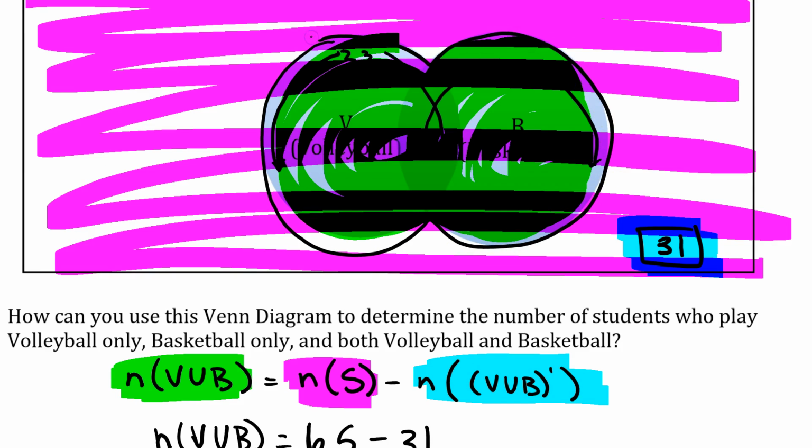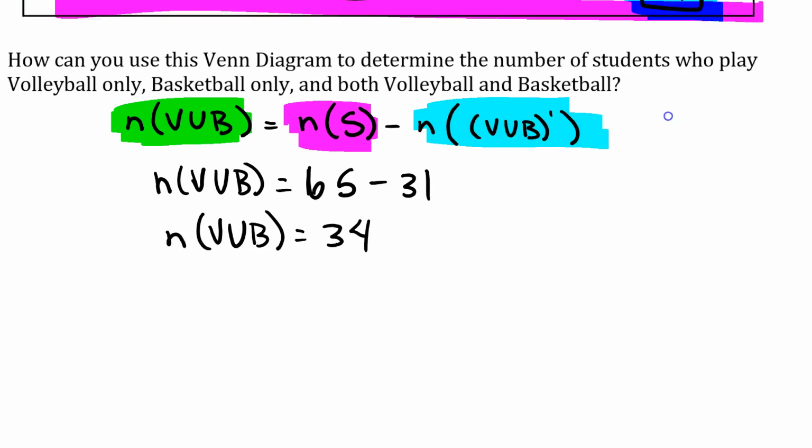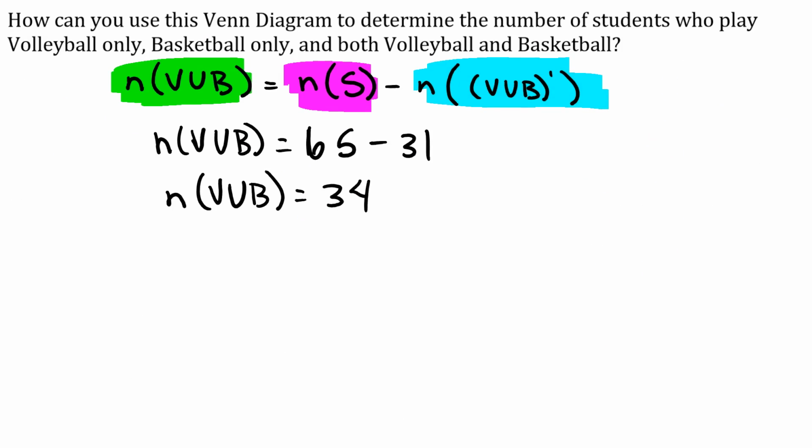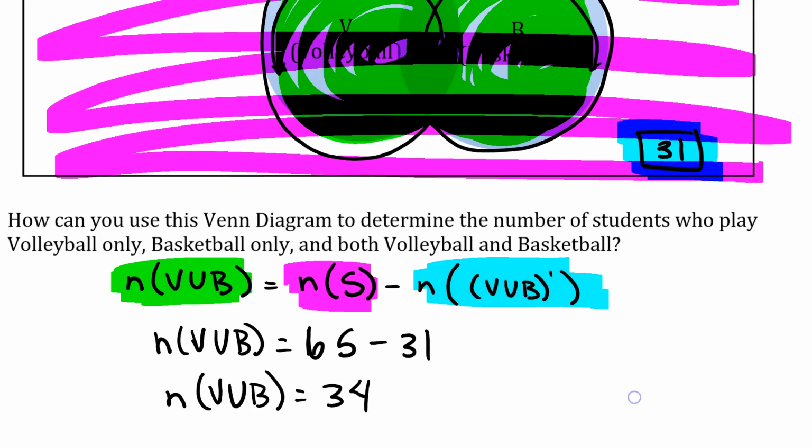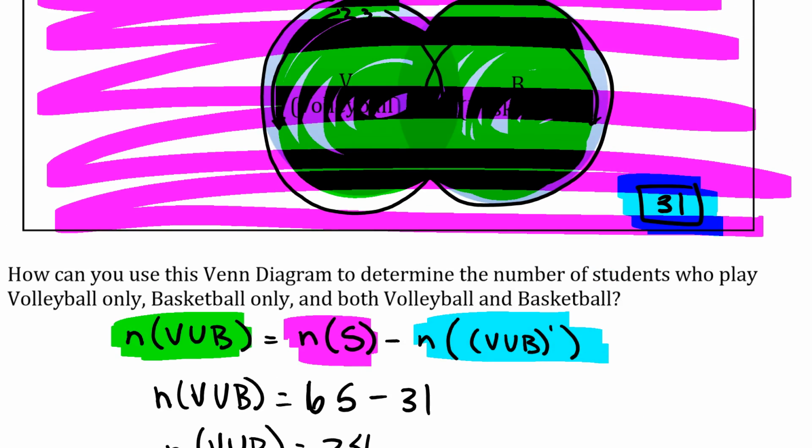How can we use that information to figure out just the volleyball players, just the basketball players, and the students who play both? Well, we know that 23 is the number of volleyball players.